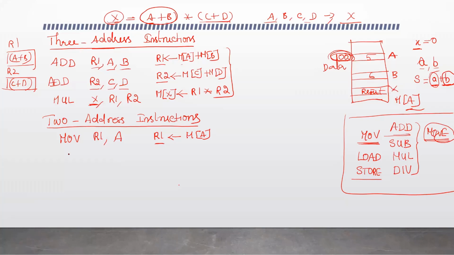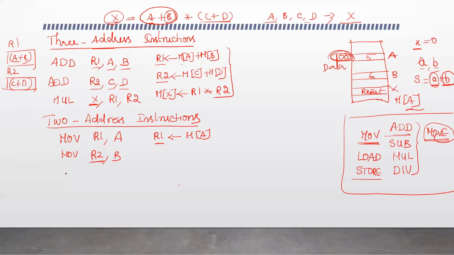And now we need to have the second variable to perform A plus B. The second variable is B. So we need to move this to another register. Okay, you can write move R2 comma B. This moves the content of B in memory to register R2.